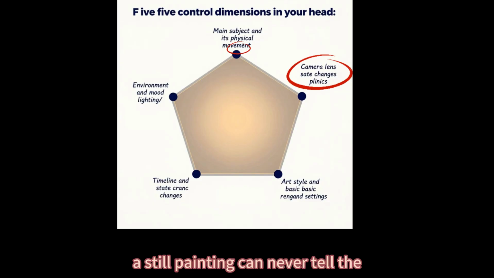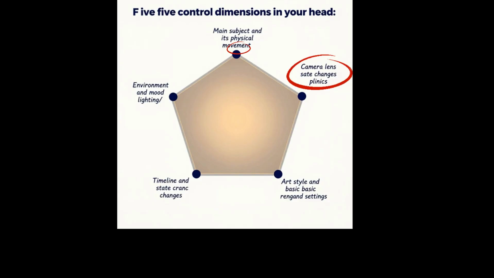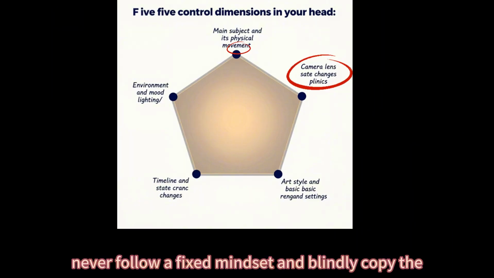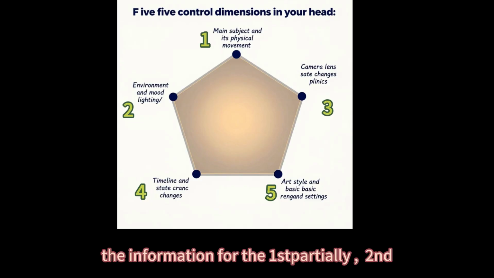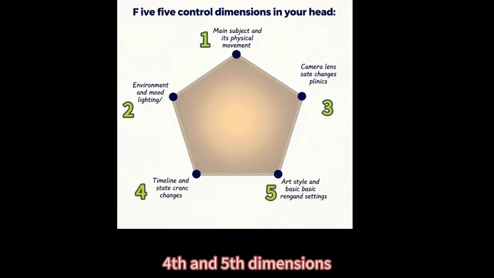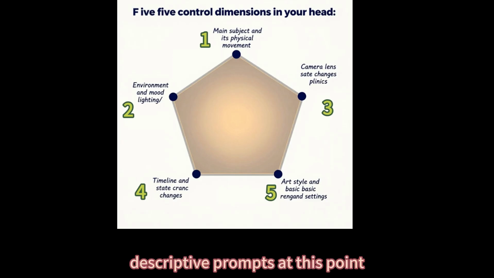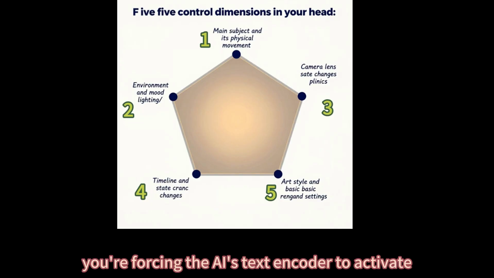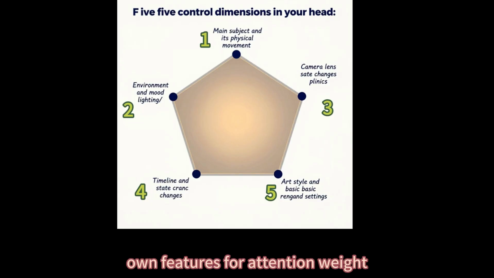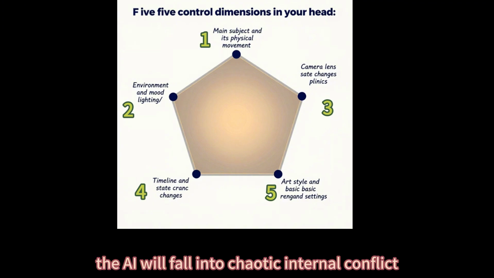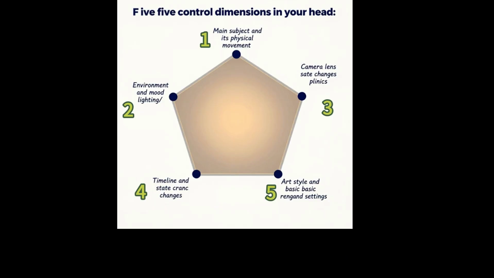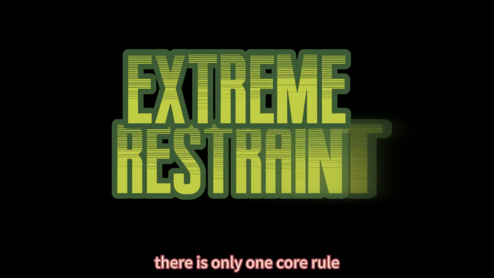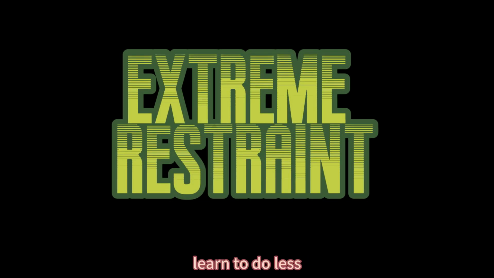A still painting can never tell the model how the camera should move, so you must never follow a fixed mindset and blindly copy the long prompt template from Kamen Rider. The image already contains all the information for the first, partially, second, fourth, and fifth dimensions. If you add a bunch of descriptive prompts at this point, you're forcing the AI's text encoder to activate, making text features compete with the image's own features for attention weight. The AI will fall into chaotic internal conflict, and the beautiful details of the original painting will be ruined by the text. As a top creator in AI video generation, when you work with such a rich, beautiful base image, there is only one core rule: extreme restraint, learn to do less.